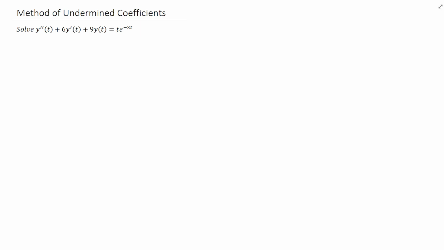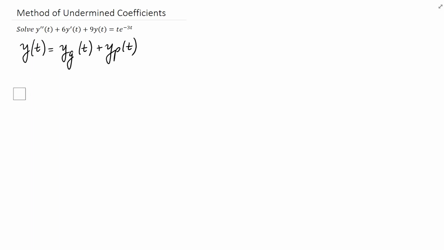In this video, we'll solve a second-order non-homogeneous differential equation, and the differential equation is y double prime of t plus 6y prime of t plus 9y of t equals t times e to negative 3t. So the solution of the differential equation is formed by the general solution plus the particular solution. So let's calculate each of them individually.